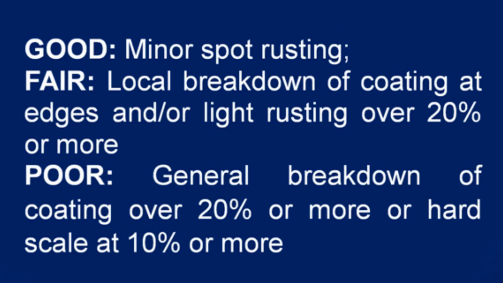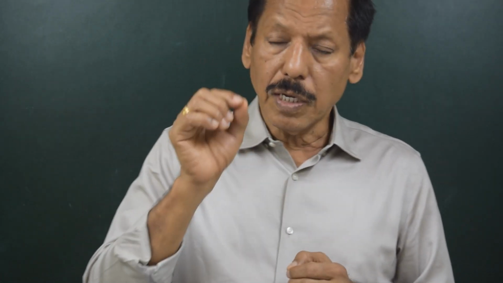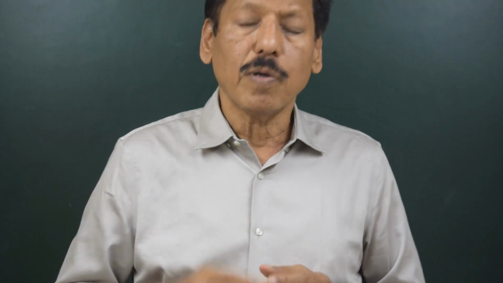Now, condition of coating. Steel plate coating is described under three conditions: good, fair and poor. Good means just minor spot rusting. So, if you go to buy a beam or girder and it has just minor spot rusting, that means the color has become brown at certain points, you don't reject the beam or girder. The condition is supposed to be good.